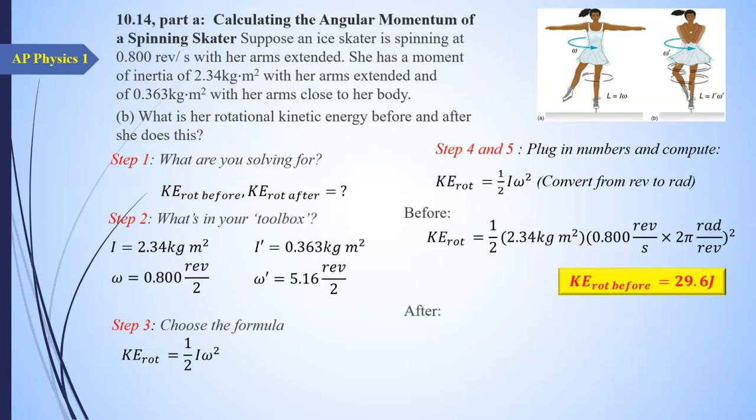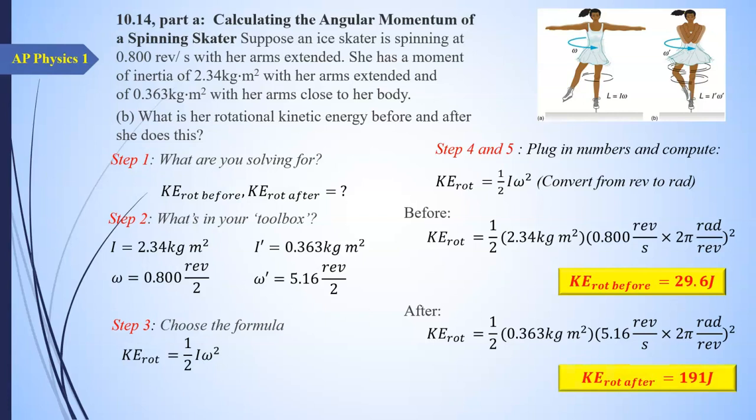Now we're going to do the kinetic energy of rotation after. Plug in the 1/2. Now the moment of inertia, rotational inertia after is 0.363. And the angular velocity is 5.16 revolutions per second. And that's times 2 pi radians per revolution. Again, the difference is you've got to square it now. So when we do that, we end up with the kinetic energy after is much, much greater than it was before. It went from 29.6 joules to 191 joules.